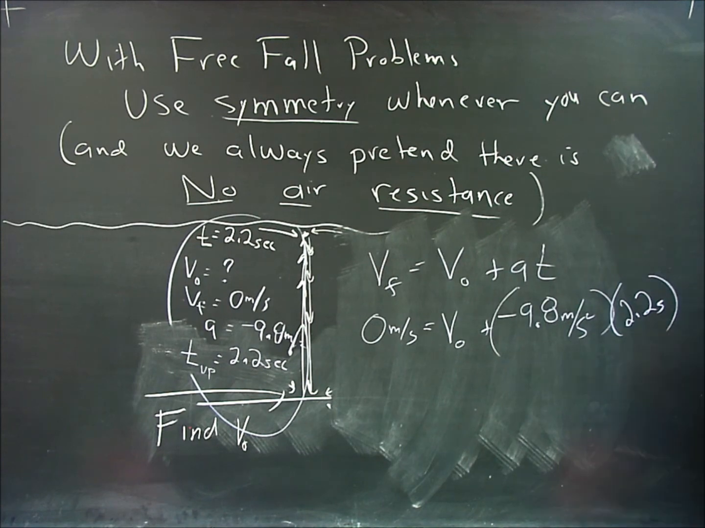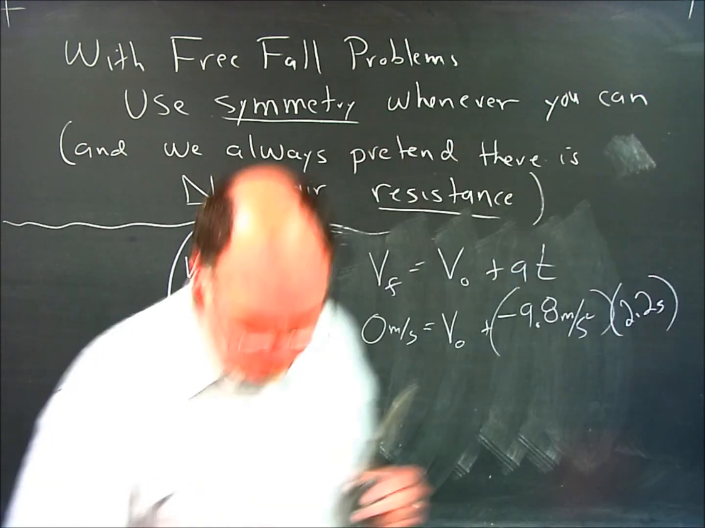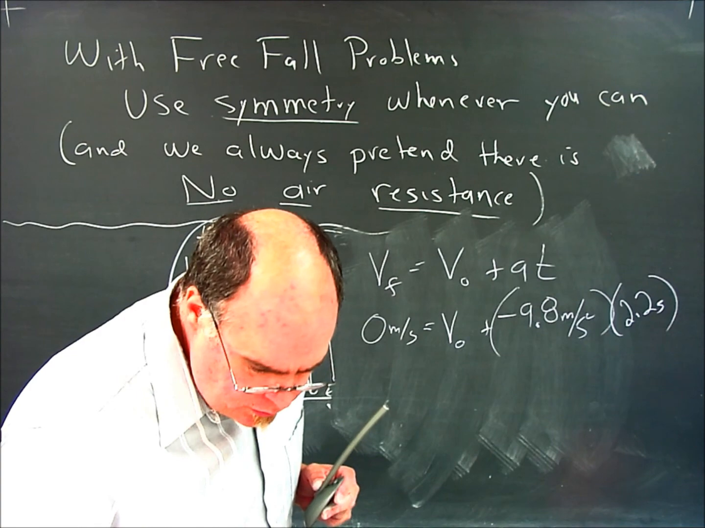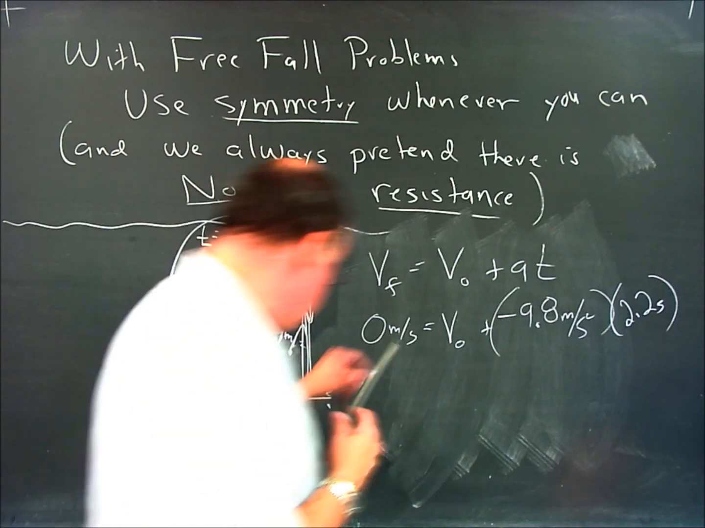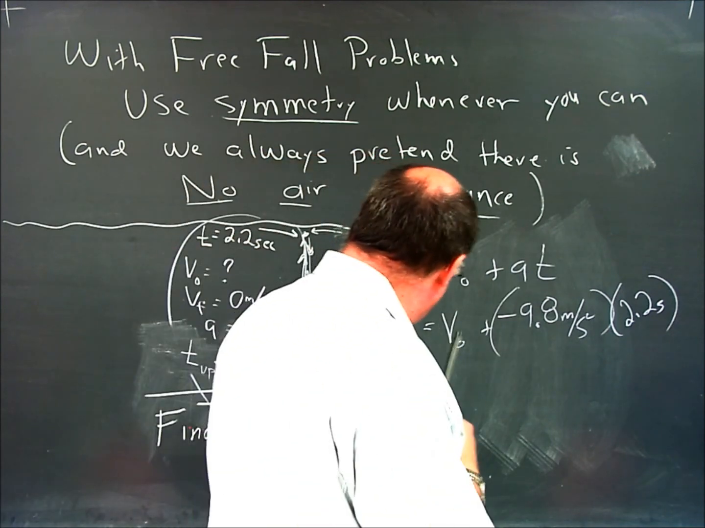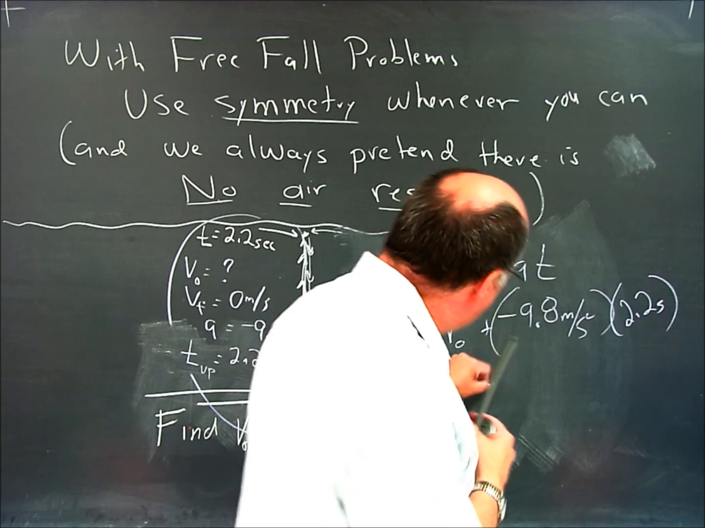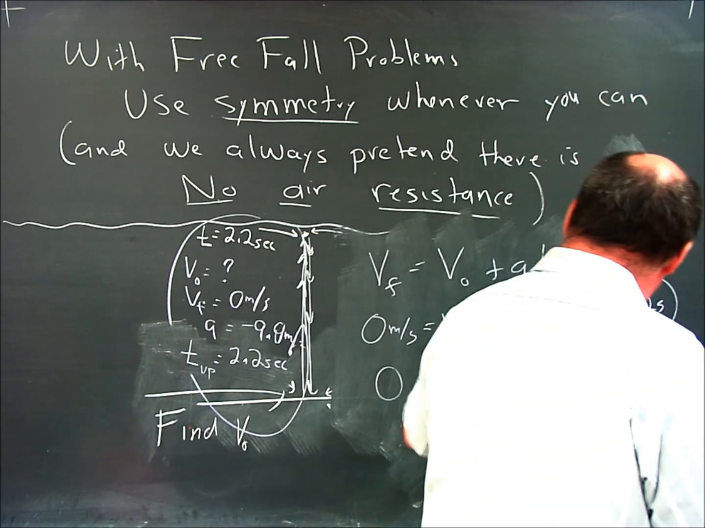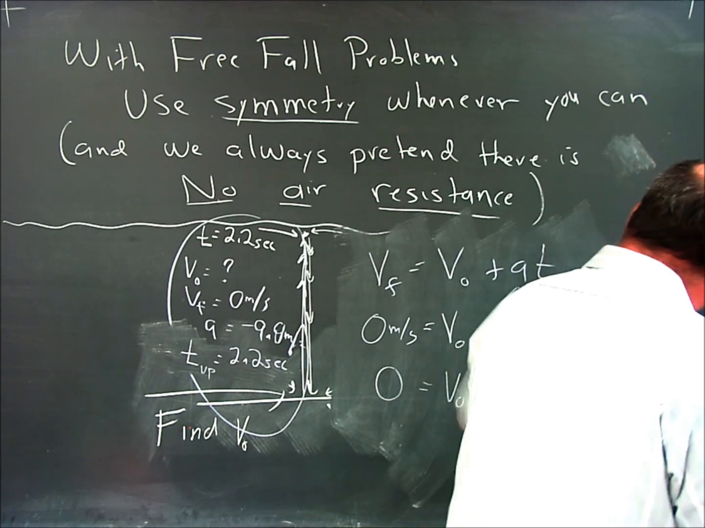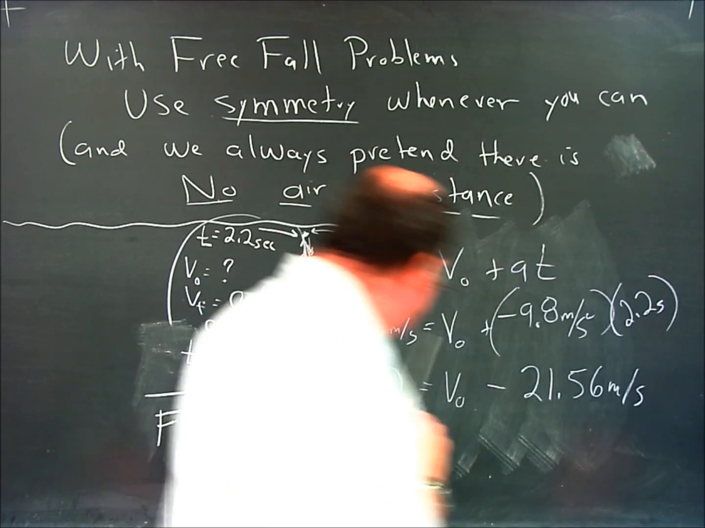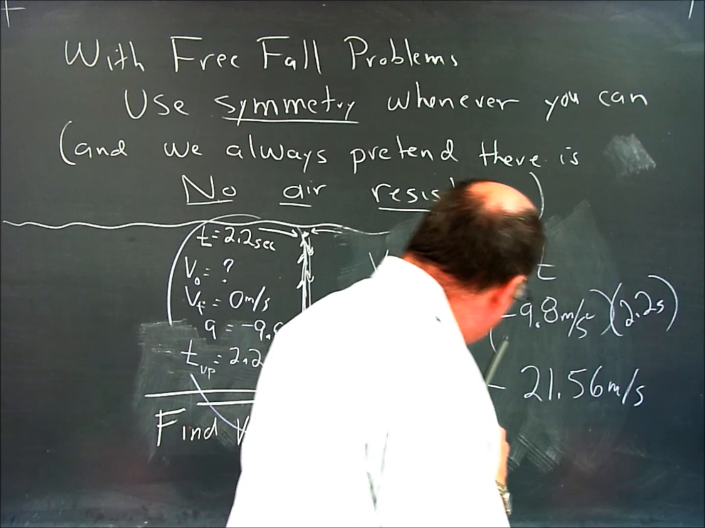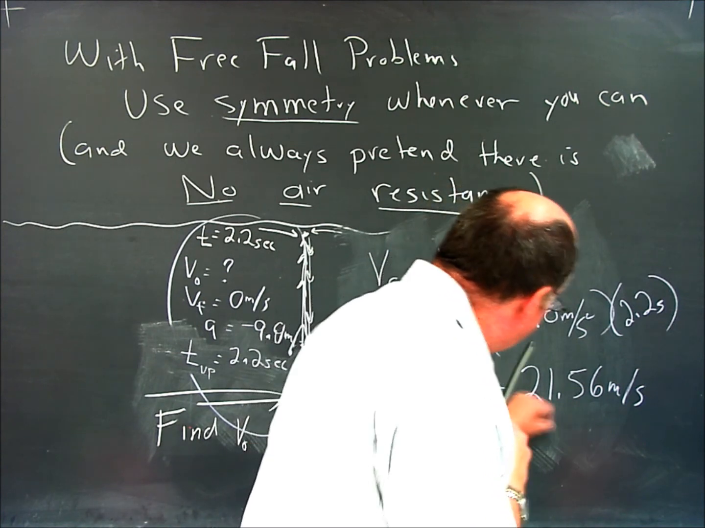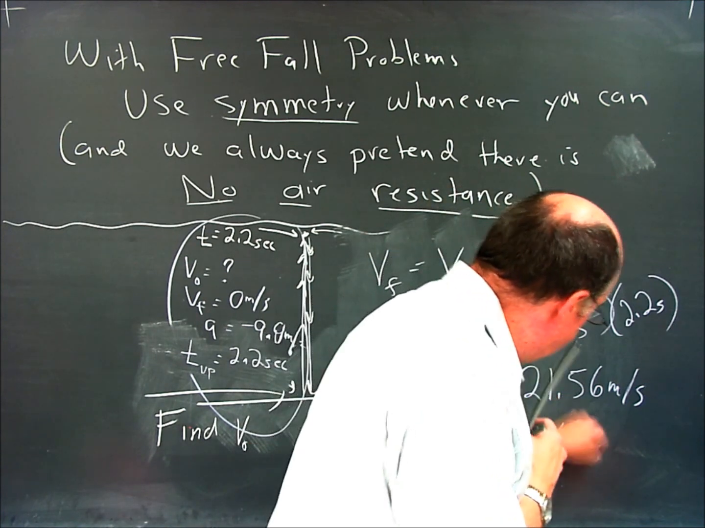So when I plug those into my calculator, it's 0 equals V initial minus 21.56. So if I rearrange it, V initial came out to be a positive 21.56 meters per second.